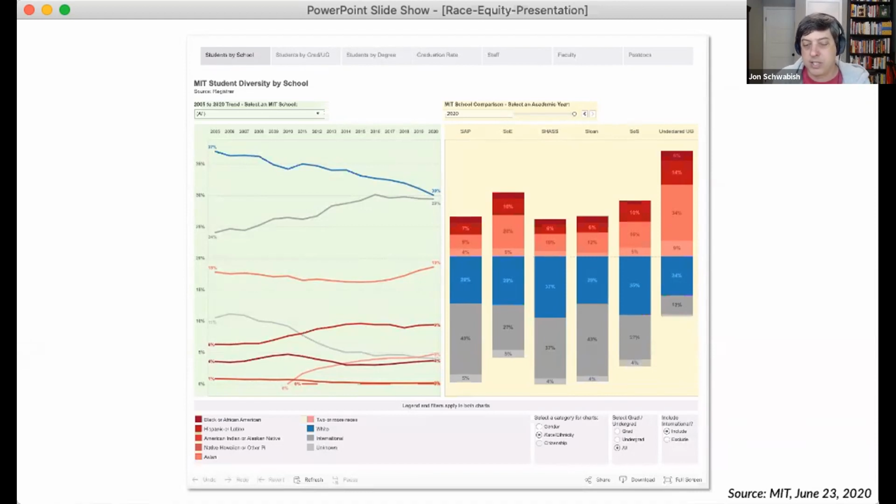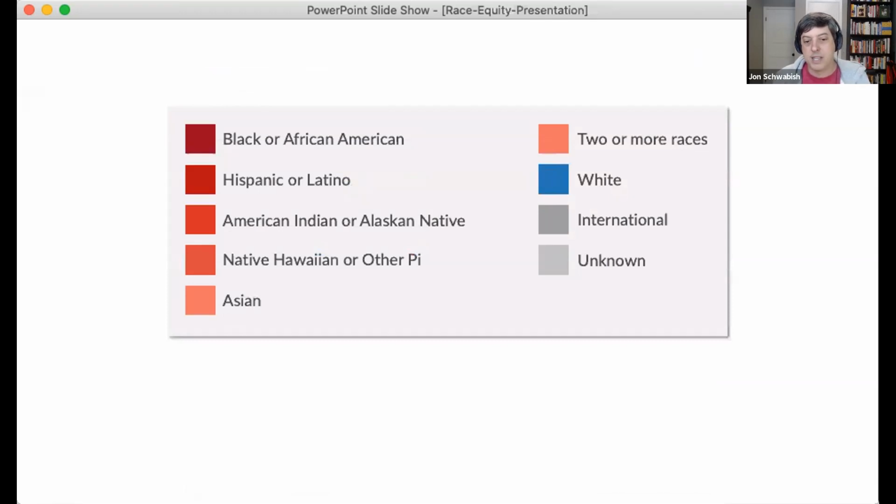What I'm going to do, just like before, is zoom in to the legend. This is the legend that was in the first version of this dashboard that I found. This was in June of 2020. You can see here that they have 9 different categories. We start on the top left with Black or African American, work our way down to Asian in that first column. In the second column, we have 2 or more races, then we have white, and then international students, and then students who don't identify their race. So what's the issue with this?